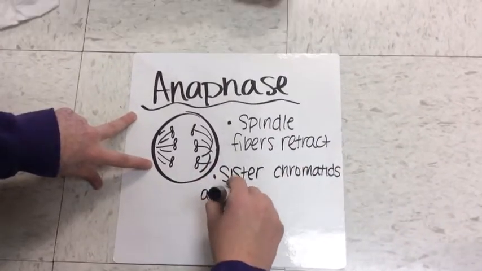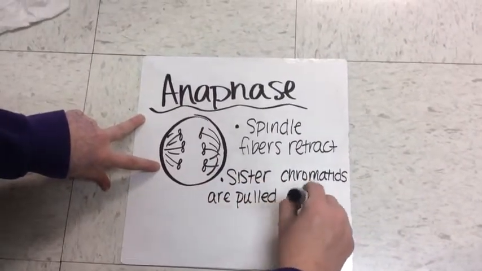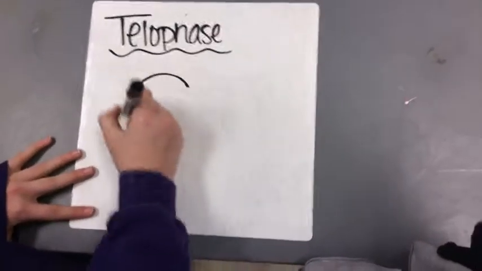In telophase, there are two nuclei in one cell. The nuclear envelope and nucleolus reappear and the chromosomes uncoil to form chromatin.